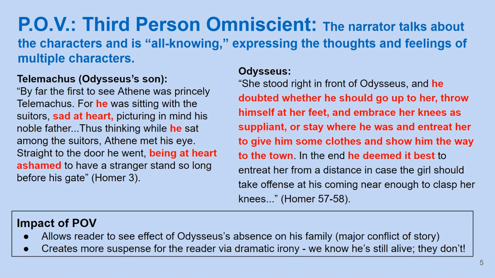The third-person omniscient point of view allows the reader to see how different characters are handling Odysseus' long absence from home. The reader sees Telemachus' inner feelings and how desperately he yearns to see his father, or even learn more about him. The reader also sees Odysseus' inner struggle to determine the best way to ask for help, so that he can get home to his wife and son.